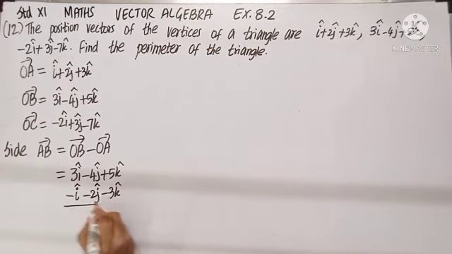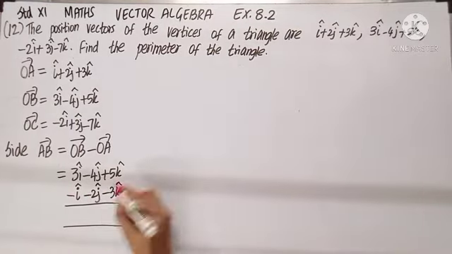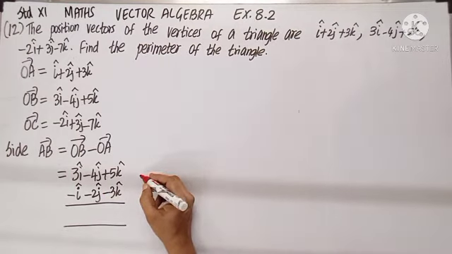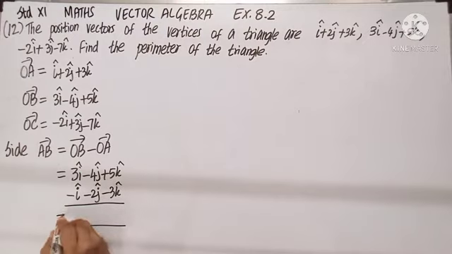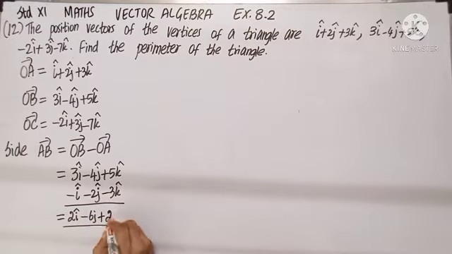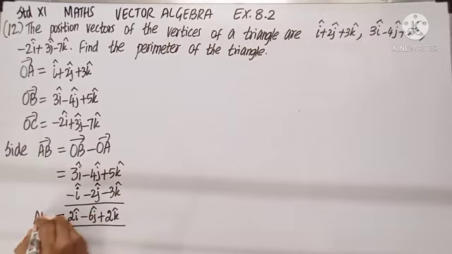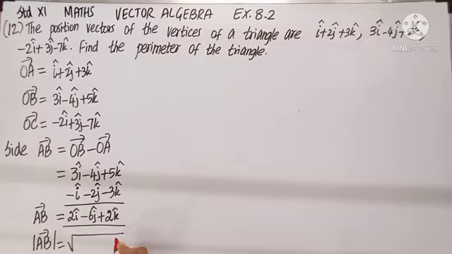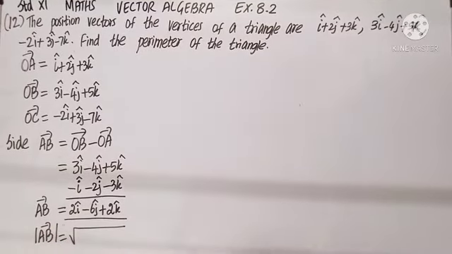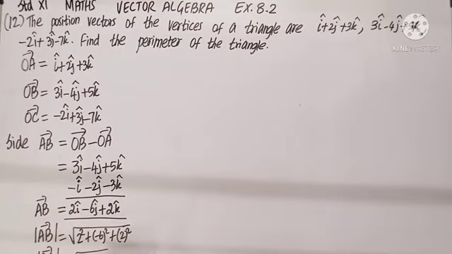For convenience, I am writing one below the other. You can also write near and do it if you are comfortable with that. 3i minus i is 2i, minus 4j minus 2j is minus 6j, 5k minus 3k is 2k. So this is AB vector. I want the length of it, that is modulus, square root of. As we add the squares, it is 2 square, minus 6 square and 2 square. As I simplify, it is modulus of AB vector, 4 plus 36 plus 4. It is root of 44.